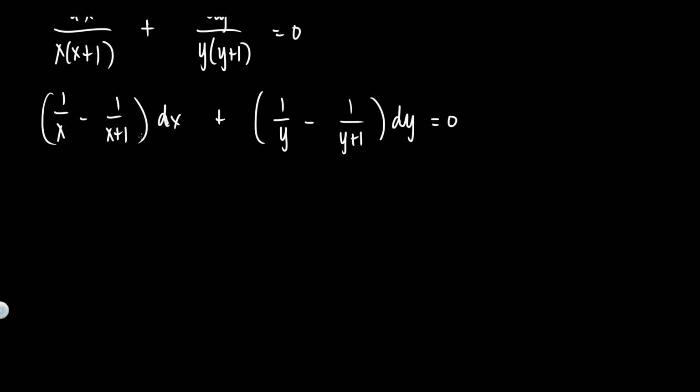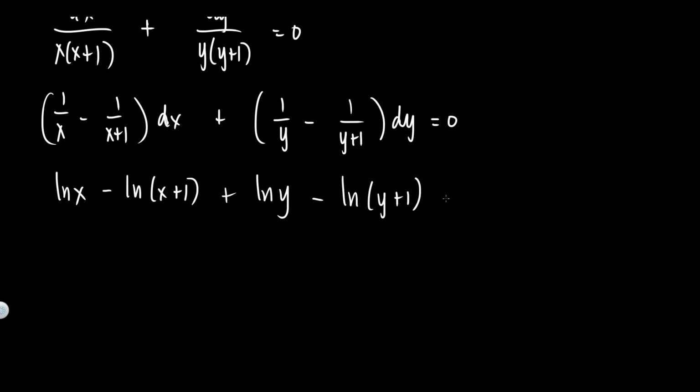So, integral of 1 over x dx is ln x. Then, integral of this is minus ln (x plus 1), okay? Plus, integral of 1 over y dy is ln y. Then, minus ln of (y plus 1) equals c. Or ln na rin, no? ln c. ln c, still a c.